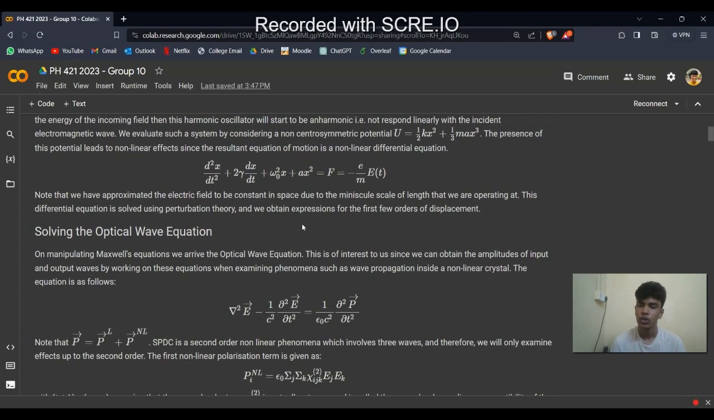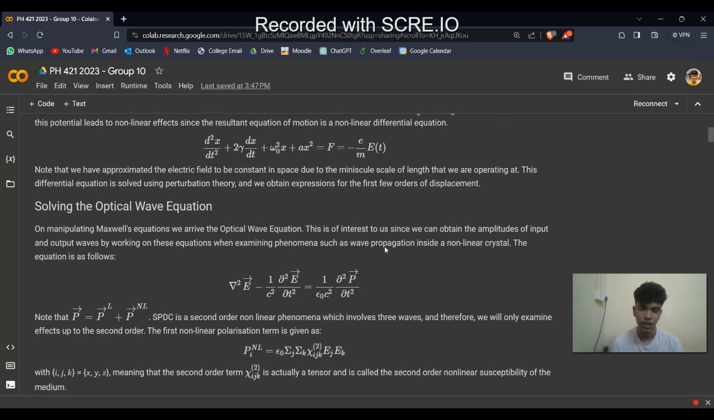Okay, so, on manipulating Maxwell's equations, we arrive at the optical wave equation. This is of interest to us since we can obtain the amplitudes of input and output waves by working on these equations when examining phenomena such as wave propagation inside a nonlinear crystal. The equation is as follows: del squared E minus 1 by c squared del squared E by del t squared minus epsilon naught c squared del squared P by del t squared.